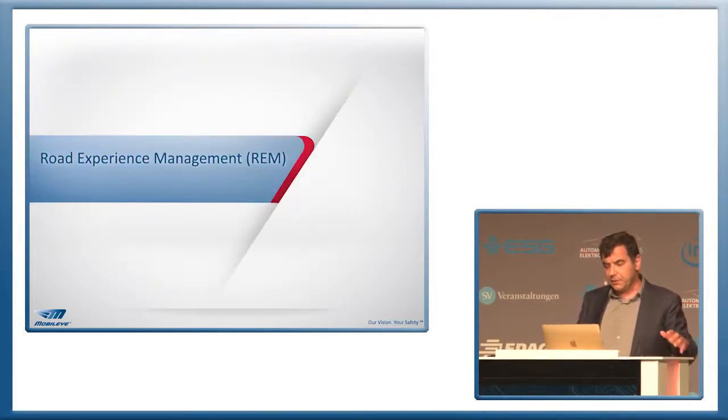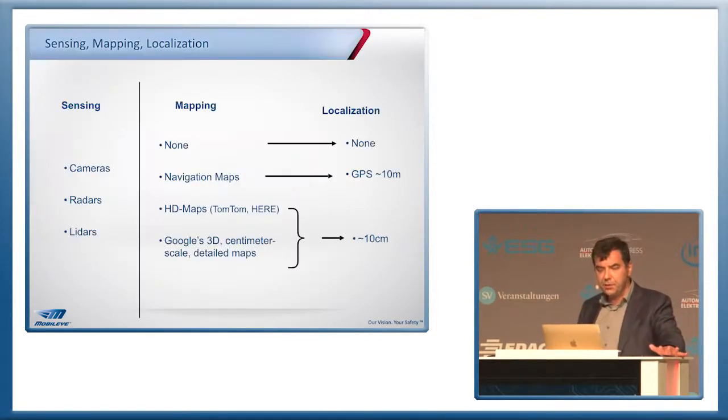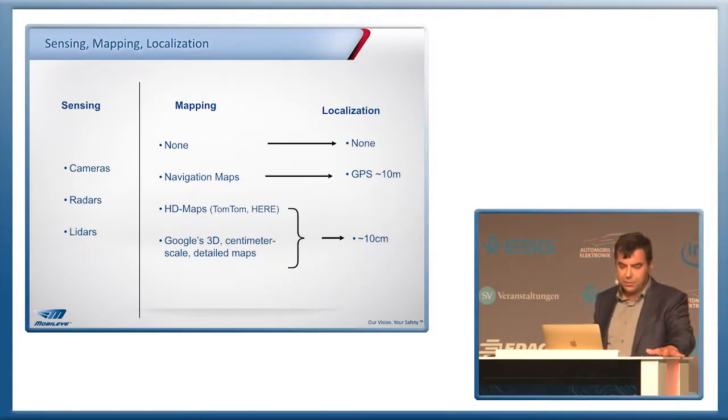Let's go, as the last 9 minutes that I have here, let's go into mapping. Okay. With mapping, the situation also needs a definition. Right? So with sensing, we know what sensing is. There are cameras, radars, laser scanners. With mapping, we humans do not need a map at all. So why do we need a map?